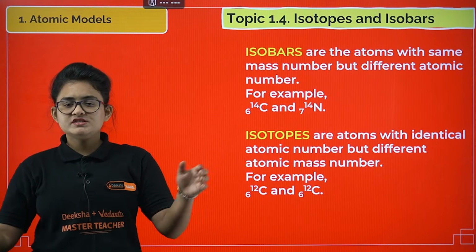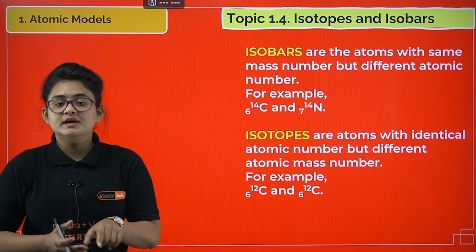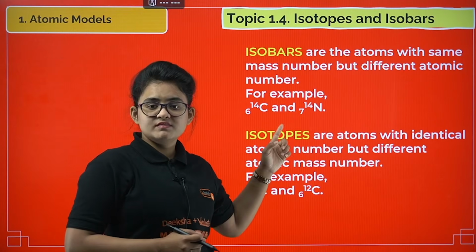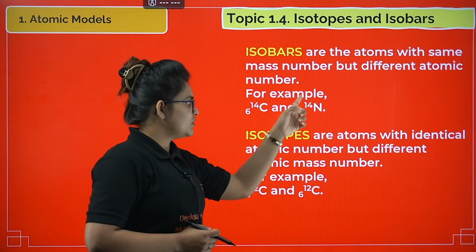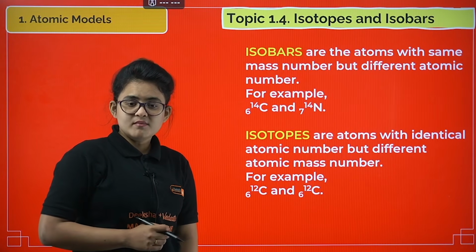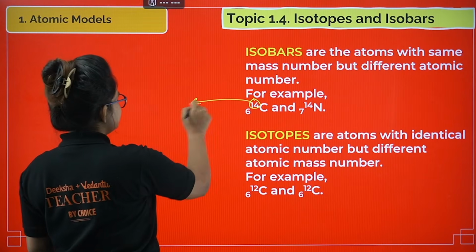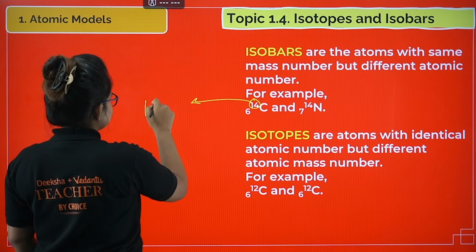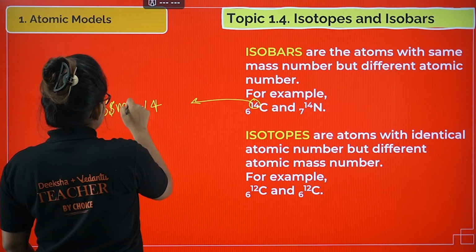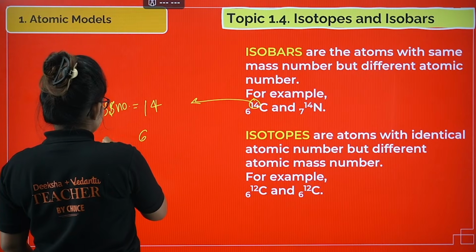Isobars are basically the atoms which have the same mass number but different atomic number. You can see the example: carbon-14 with atomic number 6 and nitrogen-14 with atomic number 7. For this case the mass number is the same. Why is the mass number the same? See, this particular thing, 14, represents the mass number, and 6 is basically the atomic number.